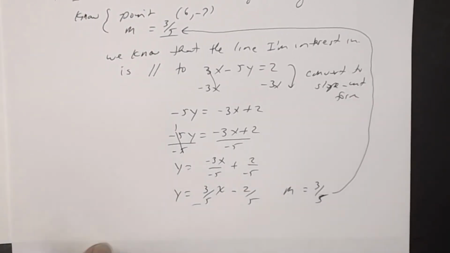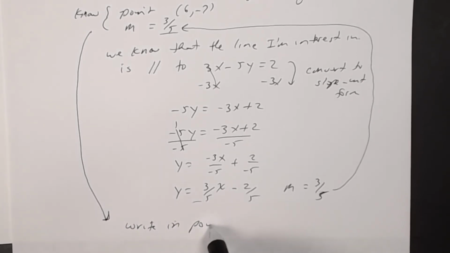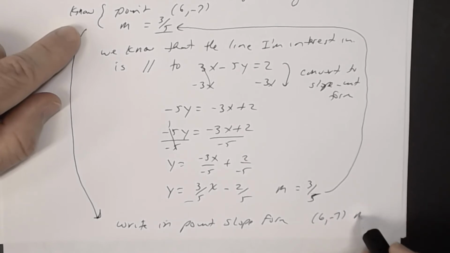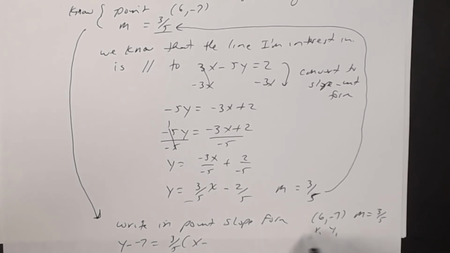So now I'm going to go directly to point-slope form. So let's write in point-slope form. Remember, these are the two things I know. I know the point is 6, -7, and I know the slope is 3/5. So here's my x1, this is my y1. So I get y minus y1, which is -7, equals the slope, which is 3/5, times x minus x1, which is 6.